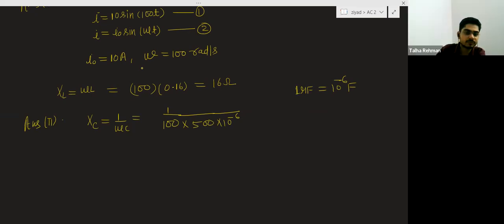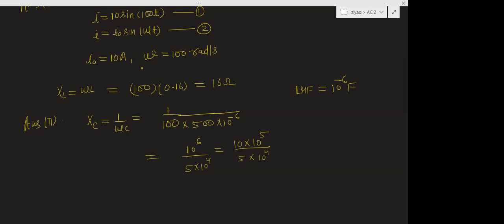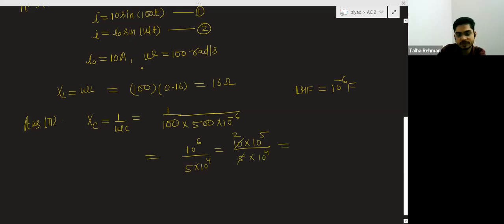When you solve this, you will get the answer. This is 10 to the power 6, and we can write this as 5 into 10 to the power 4, and here 10 into 10 to the power 5. When you cancel, this becomes 2 and this becomes 10. So basically it will become 20 ohm.